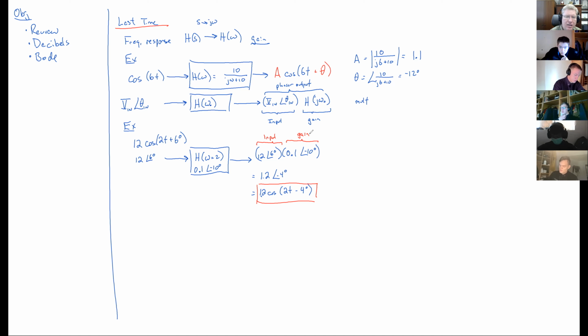You do not want to take the Laplace transform of 12 cosine 2t plus 6 degrees. Firstly, you can't. The transform in the tables is this times u of t. And secondly, if you take a look at that transform, it would be nuts. You'd have to convert this into two parts, a pure cosine and a pure sine. And the input X of s would be just horrendous.